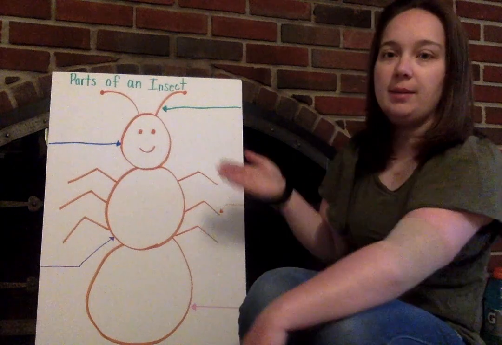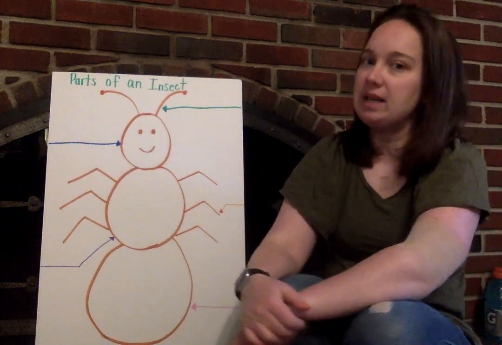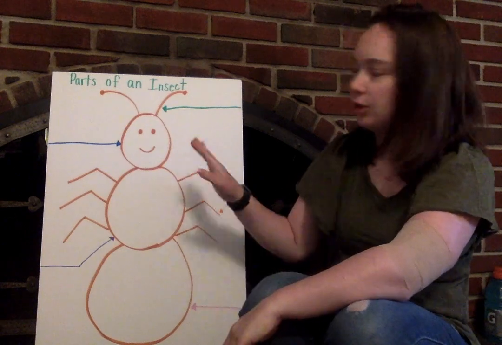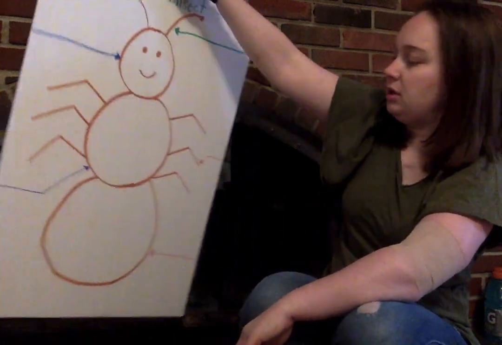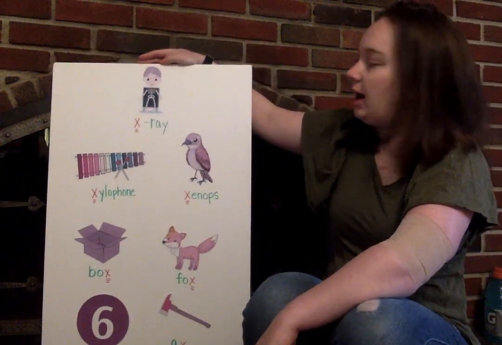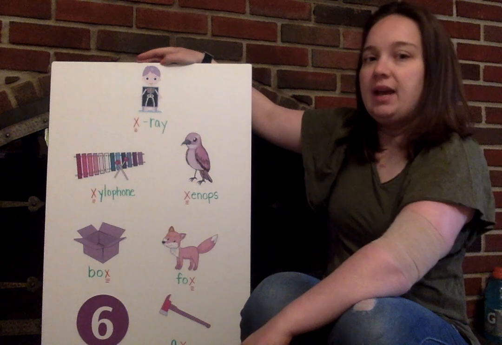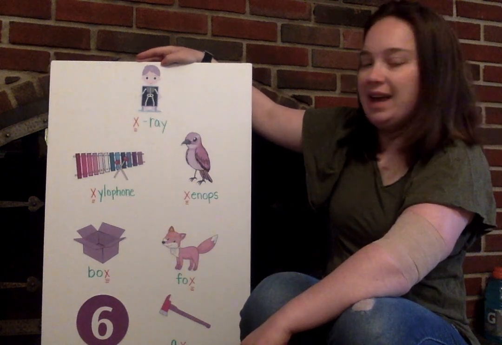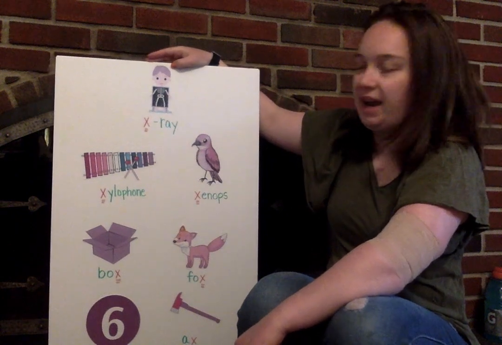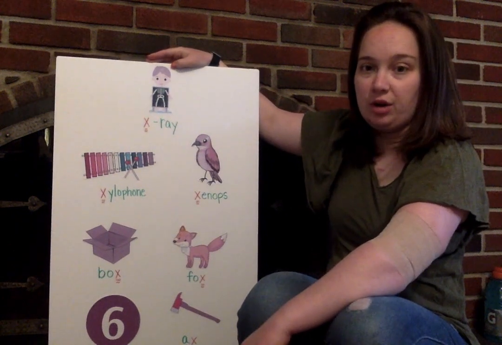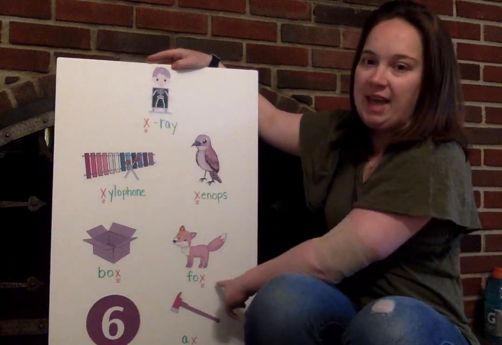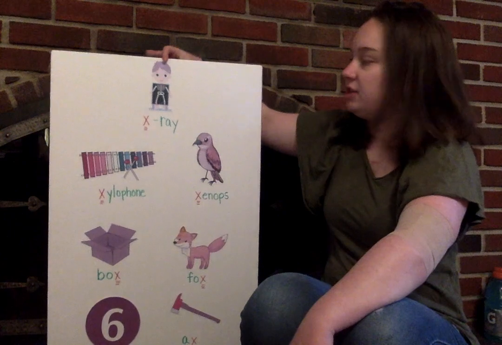We'll also be talking about insects. Insects is just a fancy word for bugs. So we're going to talk about bugs, and we're also going to learn about the letter X this week. X is a tricky letter. It does say the X sound, and there are some words that have an X in the beginning of the word, but most words that have an X in them, the X is at the end of the word. So we're going to talk about that too.